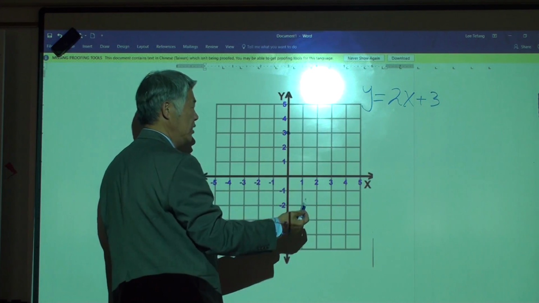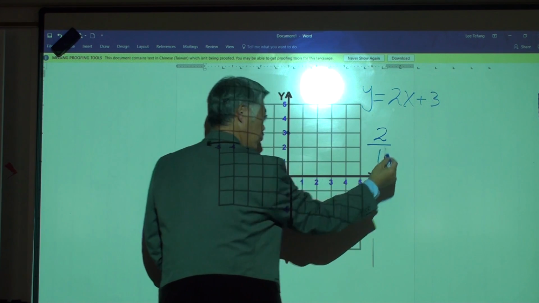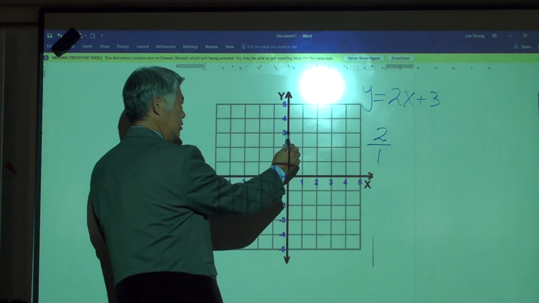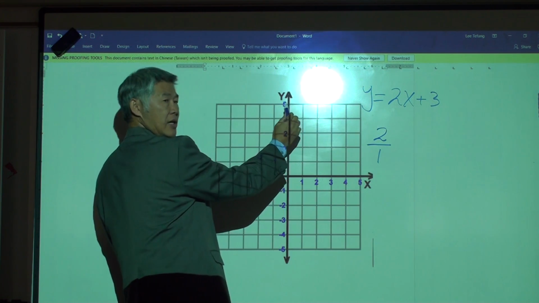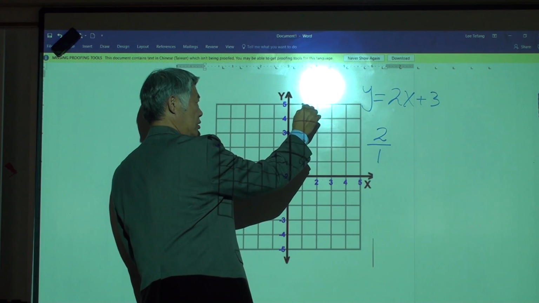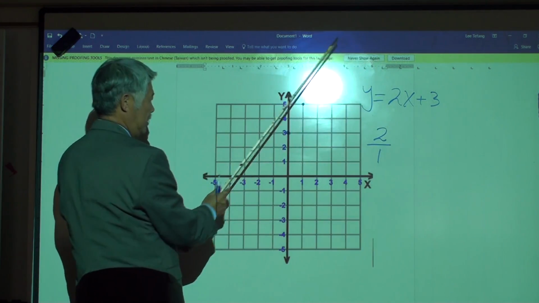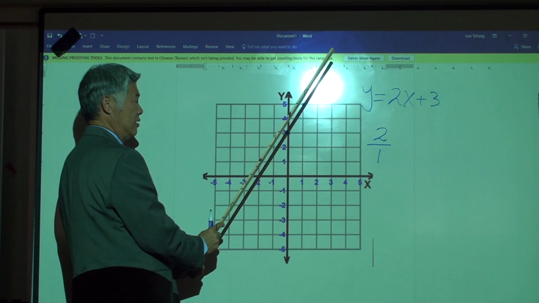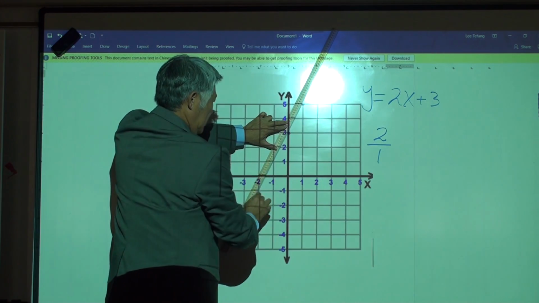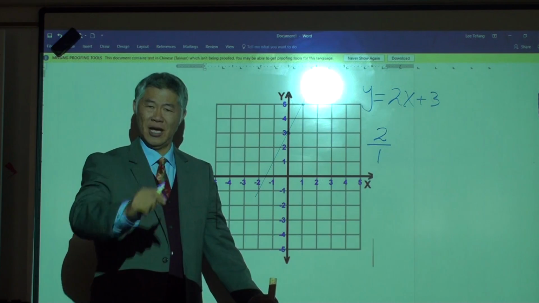How do you find the second point? By using the slope. We know slope means rise over run. Rise over run. So, up 2 is the rise. Over 1, that's your second point. Next, all you need to do is just connect them. See that? That's your slope. That's your line.